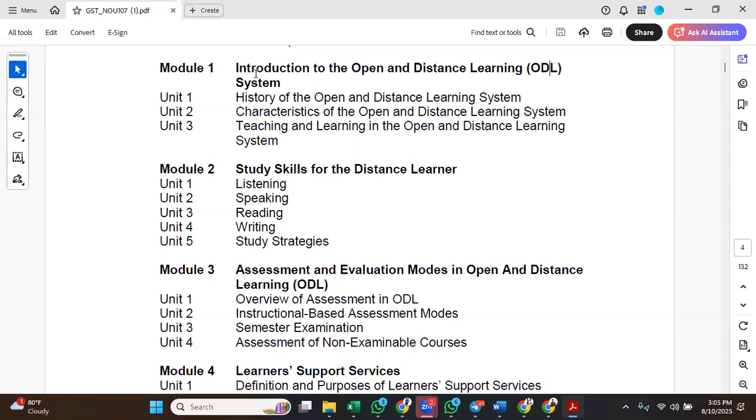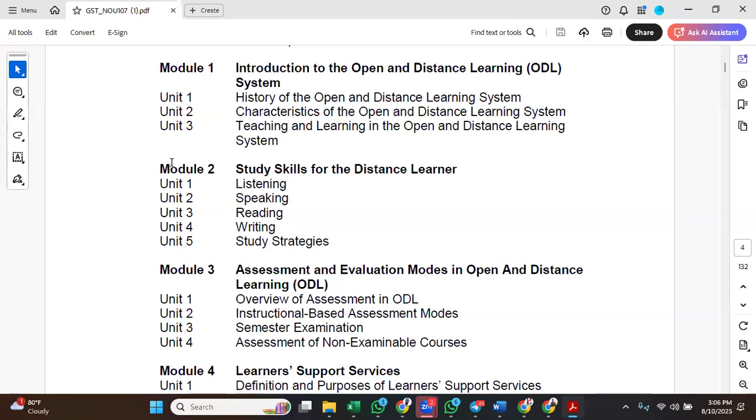Now, under this introduction, we'll be talking about the history of the open and distance learning system, characteristics of the open and distance learning system, and teaching and learning in the open and distance learning system. Then that will move us to Module 2: study skills for the distance learner, covering listening, speaking, reading, writing, and study strategies. Like I mentioned earlier, this course is basically to tell you how to succeed as an open and distance learner.